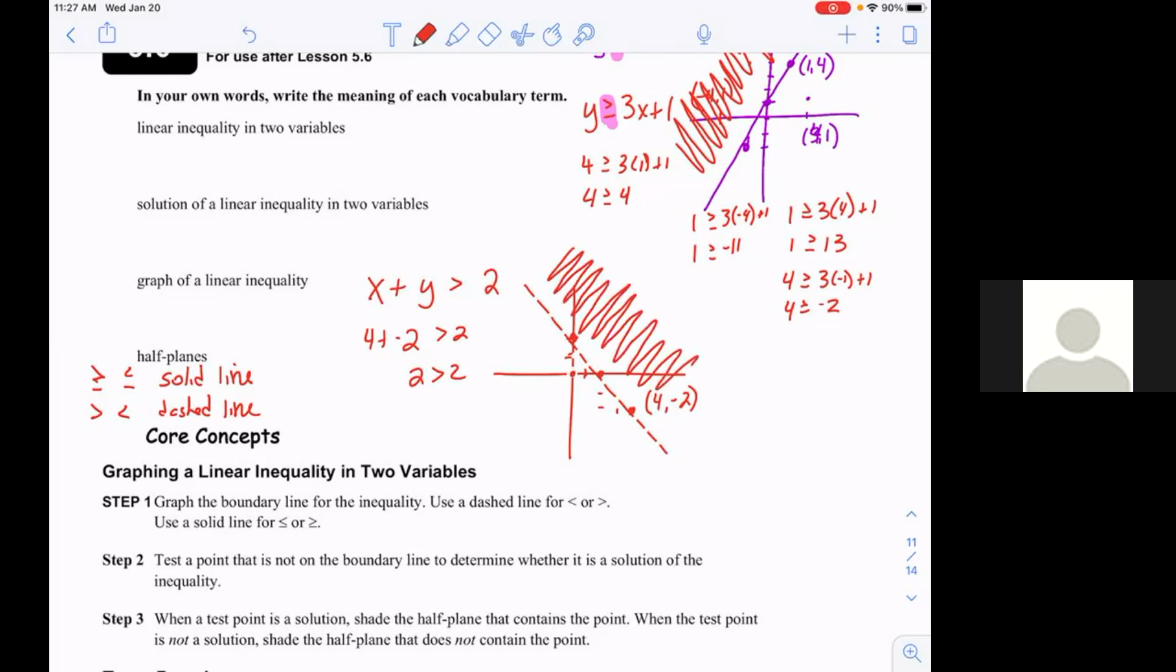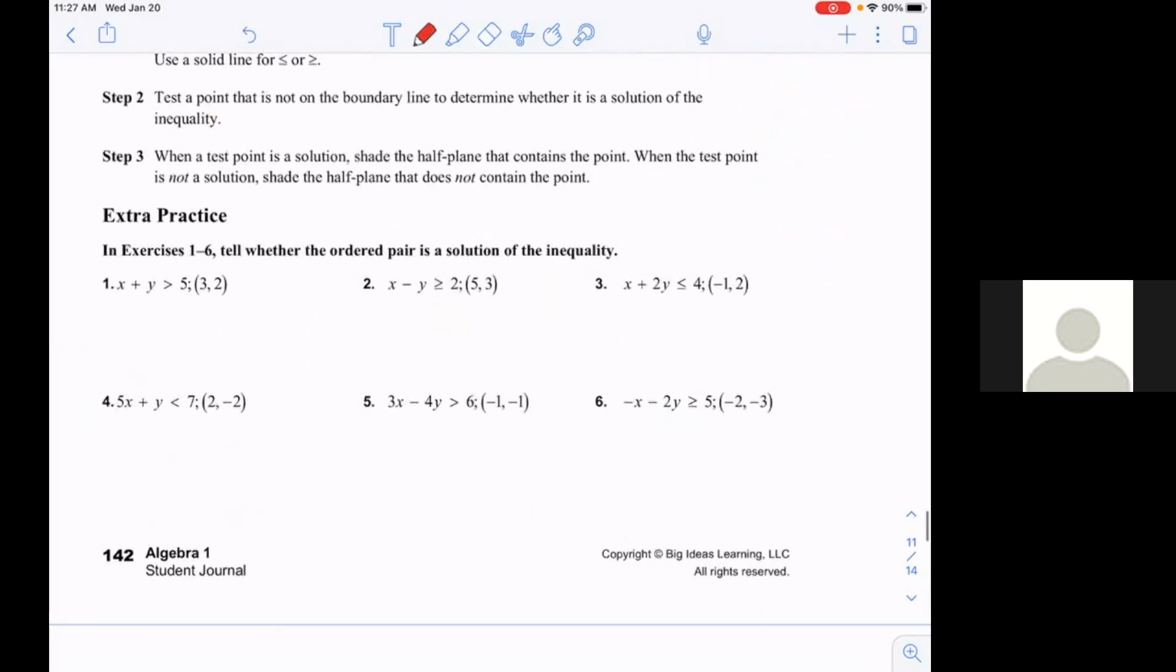All right, and that's it. That is basically the only 2 additional steps to what we have been doing. We're going to graph lines. When we graph it, we've got to make it solid or dashed. And once we get done graphing the line, we're going to shade one side or the other. That's the only difference. So let's scroll down to the extra practice and see what we got.